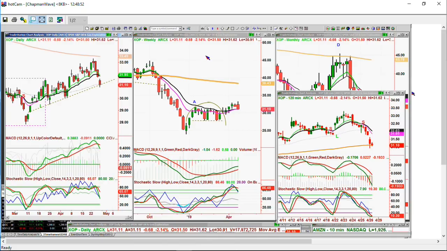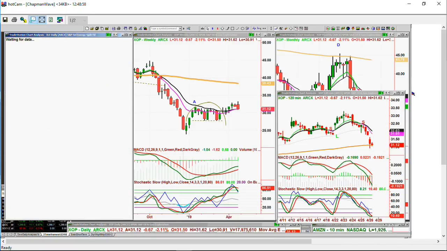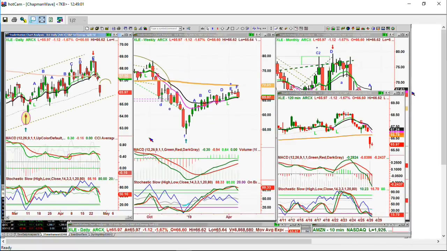Oh, and this weekly chart of the XOP, let me just see, XOP, XLE. What a difference. XLE has been way stronger than the XOP. I think you might get more from the XOP. So keep that in mind.